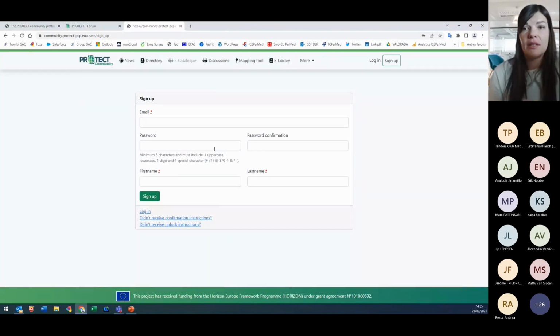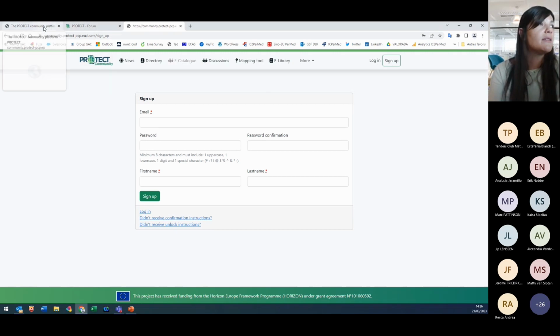Please use an email address that you check quite often. This is important because you will be receiving an email after you have created your password here. You can enter your first name and last name, and then you will receive a confirmation email. So you can just click on this email to make sure that you are confirming your account. After that, we, as the administrators of the platform, will receive an email telling us that you have created your account, and we will be able to validate your account. And from there, you will be able to access the community.